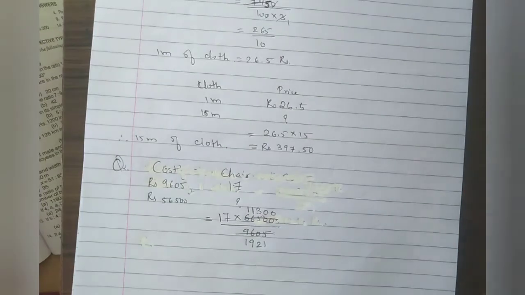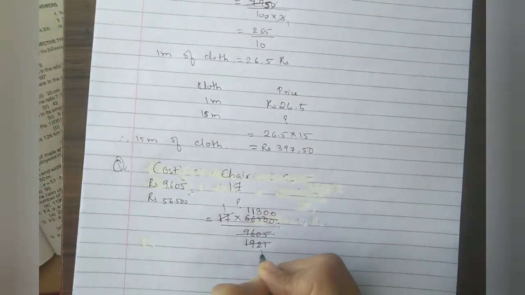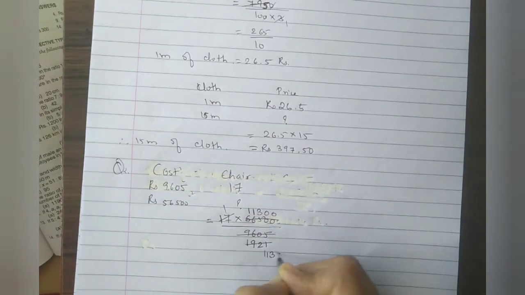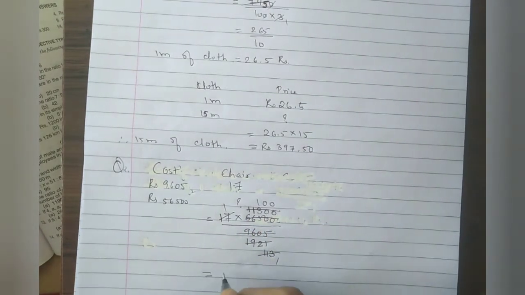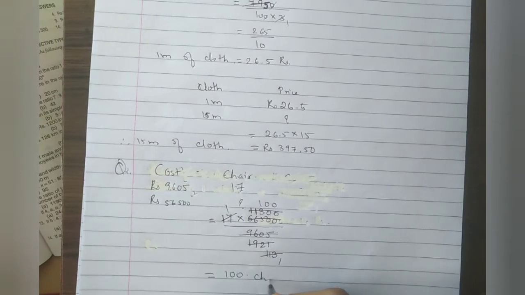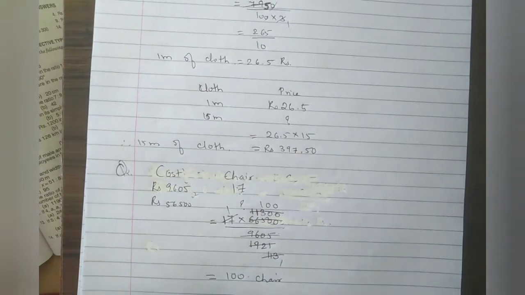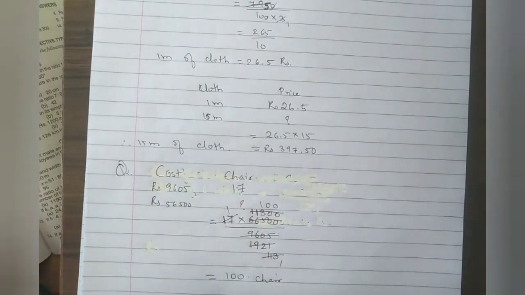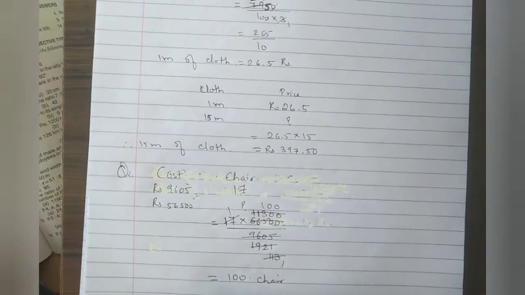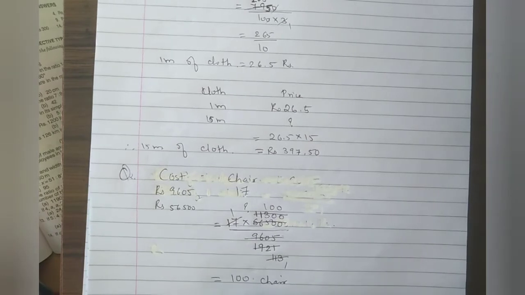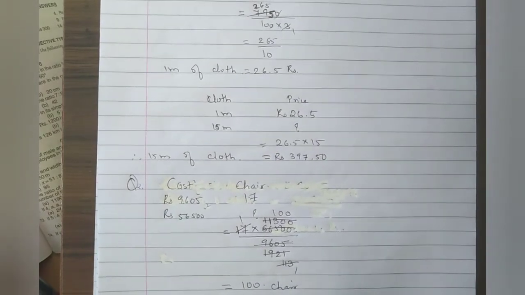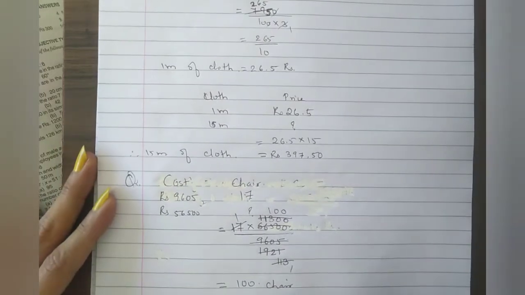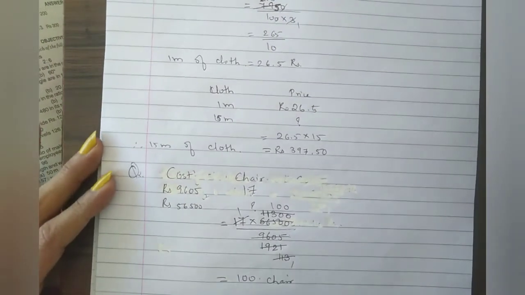Now cancel it, 17 1s are 17, 1 1 3s are 100. So which is equal to 100 chairs. So how many chairs are purchased in this rupees? 100 chairs are purchased in rupees 56500.